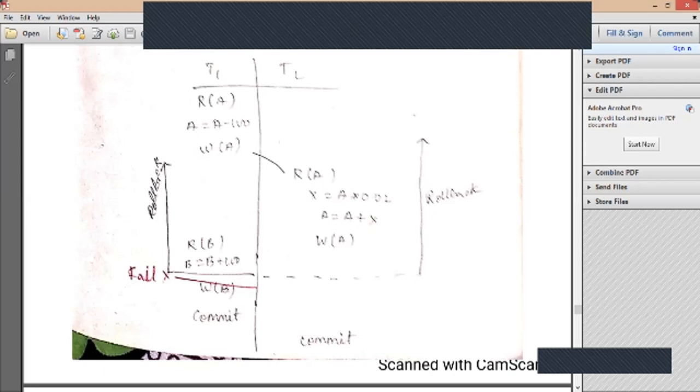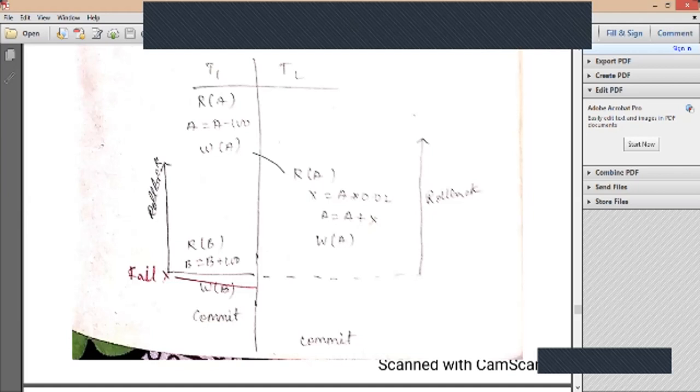Then it is interleaved and reads the data item B and performs some operation. And suppose there is a failure. So what it does, it rolls back. Now once this is rolled back, transaction T2 has also rolled back. Why? Because it has read the data which is written by transaction T1. That's why it has been rolled back.